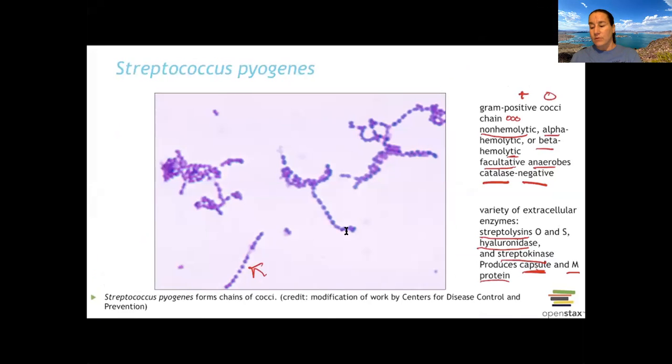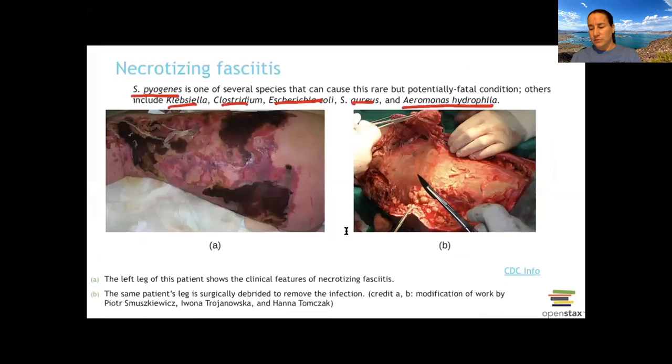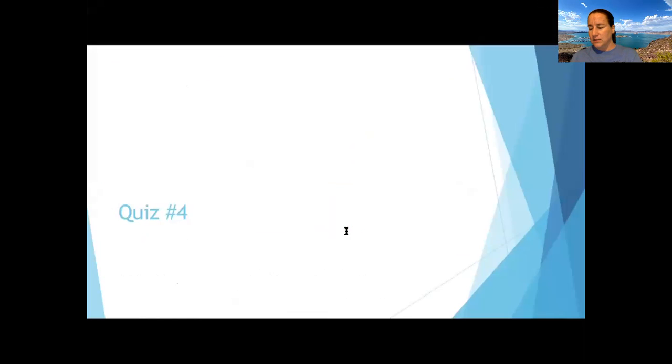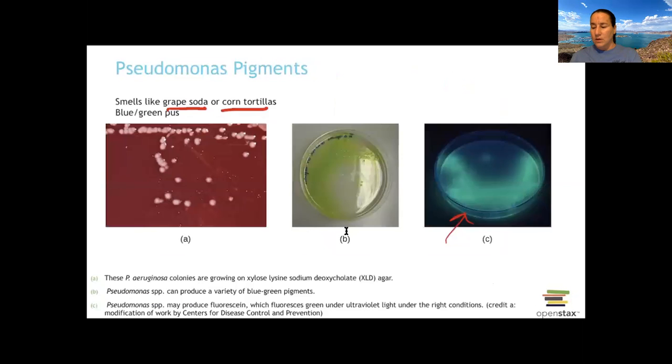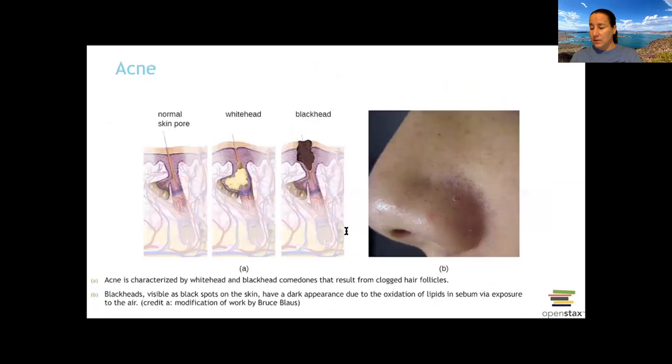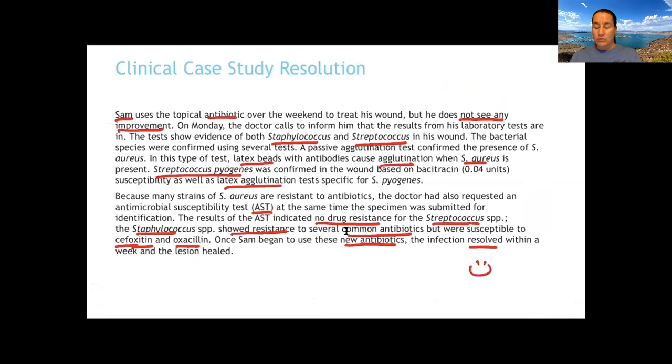All of our different pictures for our Strep pyogenes and the infections from strep, our necrotizing fasciitis, our case study with Sam, getting an update, our Pseudomonas imagery. We were talking about the green and blue pigments and how it glowed, and you could see it glowing. Acne and the whiteheads versus blackheads. Our resolution with Sam, and that we were able to test for all of the different things that Sam had, and it was strep and staph, and we figured out the test, and we figured out what Sam had.